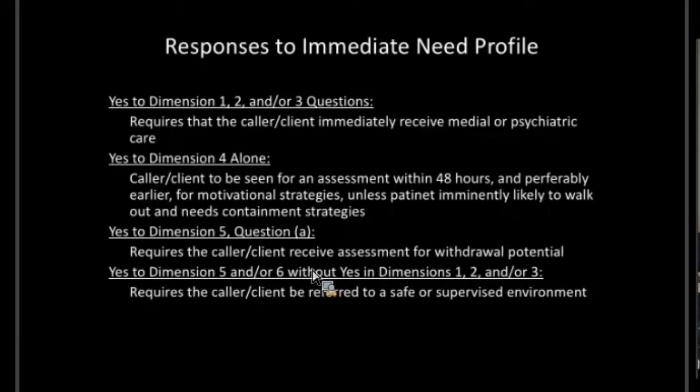Yes to dimension 5, that was the relapse and continued use potential. So are you under the influence? Are you likely to continue to use? We need to assess around withdrawal. And then yes for 5 and 6, that's the recovery environment and the relapse and use. We need them to be referred to a safe or supervised environment.